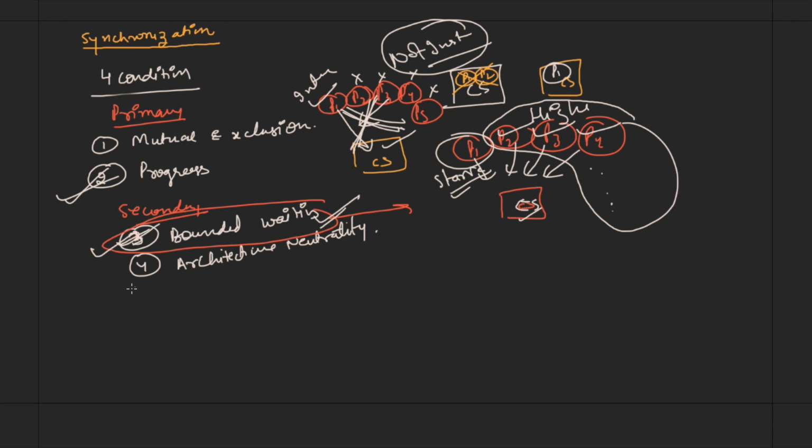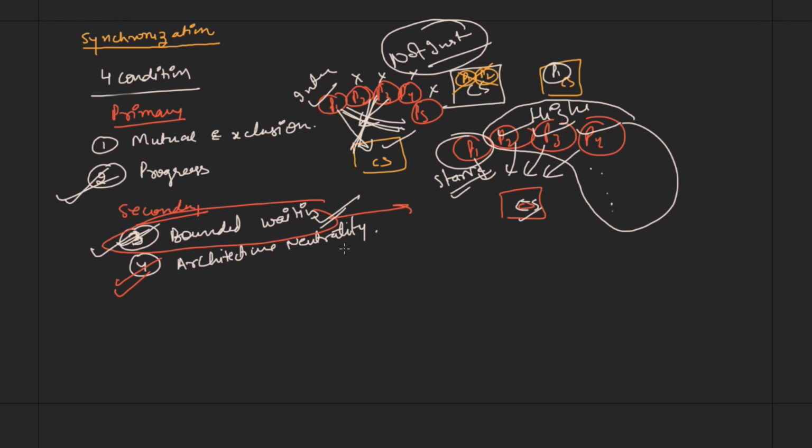And the next is architecture neutrality. Architecture neutrality means there should not be any assumptions related to the hardware, the processor, or the speed of the processor. All the solutions which we are going to propose should not be dependent on the architecture of the system. Those solutions should be independent of the architecture of the system. That is called architecture neutrality.